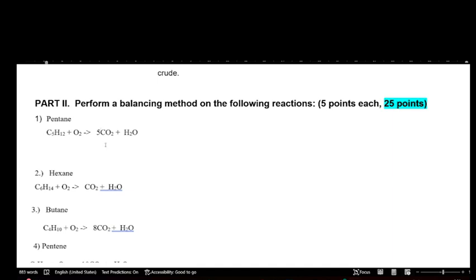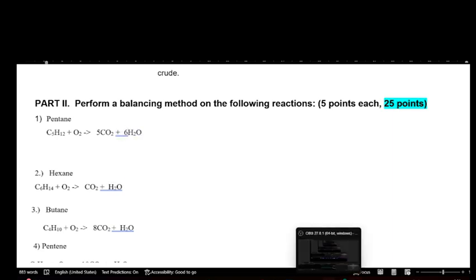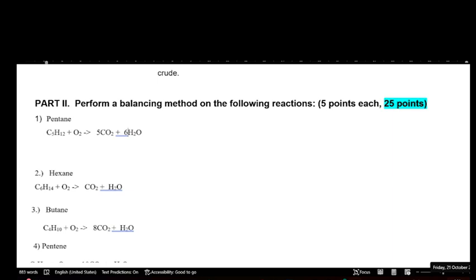Ngayon, ano bang inuuna natin? Carbon, hydrogen, oxygen. So, lipat na tayo sa hydrogen. Kasi wala naman ng carbon dito eh. Ilan ang hydrogen sa kaliwa? 12. Ilan dito sa kanan? 2. So, para maging 12, lalagyan natin ng 6. Nung nilagyan natin ng 6, maapektuhan yung oxygen. 6 times 1 is 6. Tapos dito, 5 times 2 is 10. 10 plus 6, 16. Sa kabila, O2. Para maging 16, lalagyan natin ng 8. Okay na?